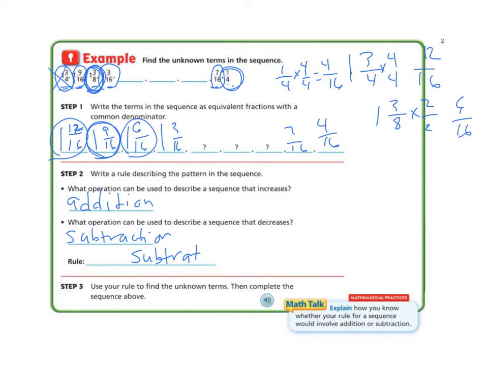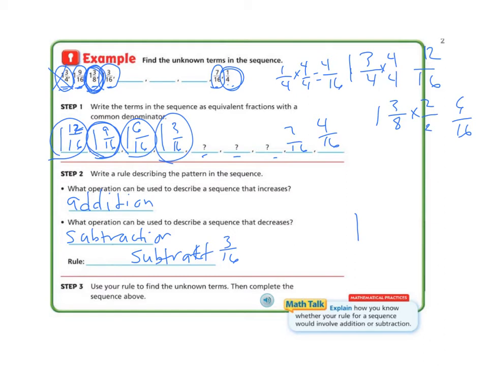This one to this one. Well, 9 minus 6, there's 3 again. Look over here. 6 minus 3, there's 3 again. So I am subtracting, excuse me, I spelled subtract wrong there. I'm going to subtract 3/16, and that's how I'm going to get these three numbers. So now I'm going to use my rule, and I'm going to finish the sequence above.